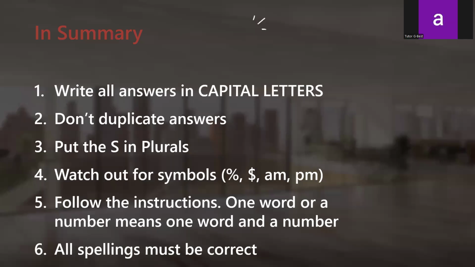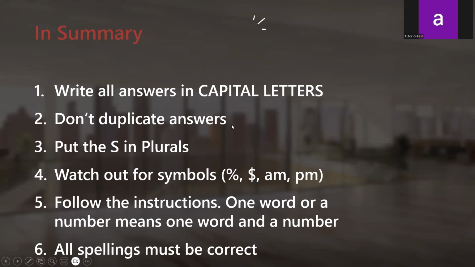What are the rules again? What are the rules for listening? First of all, I said you should write all your answers in capital letters inside the answer sheet, please, for those writing paper-based. If you are doing the computer-based test, just put on caps lock and type all your answers in capital letters. No issues at all.